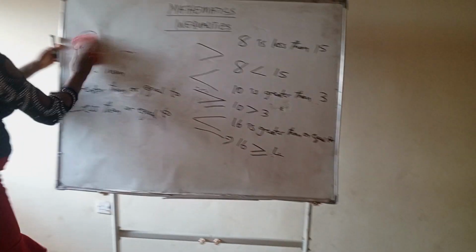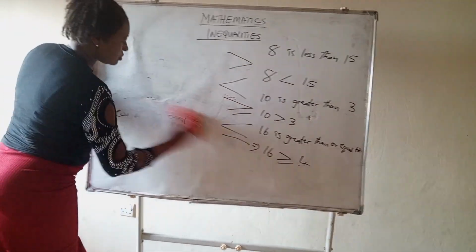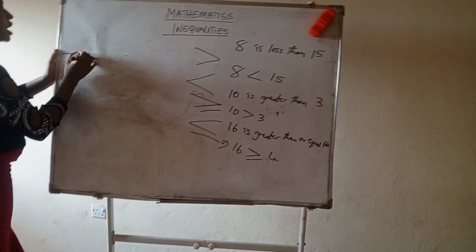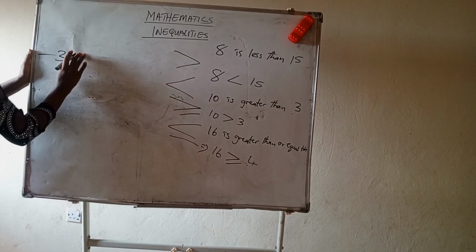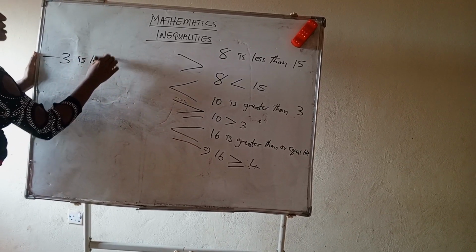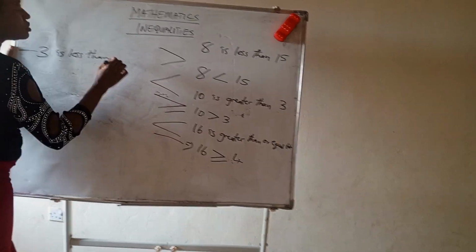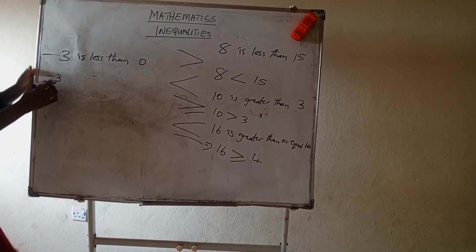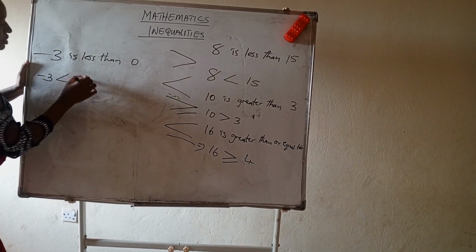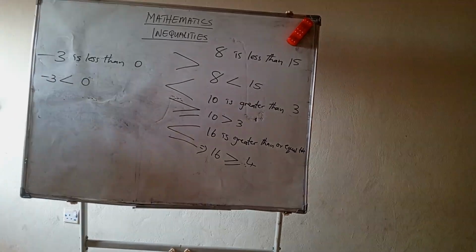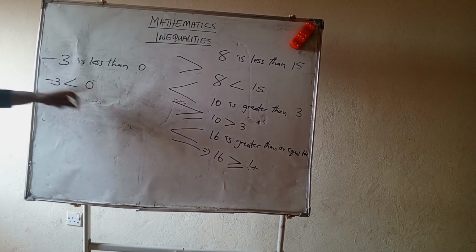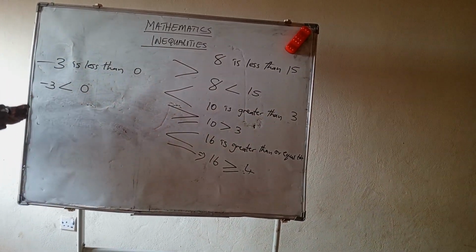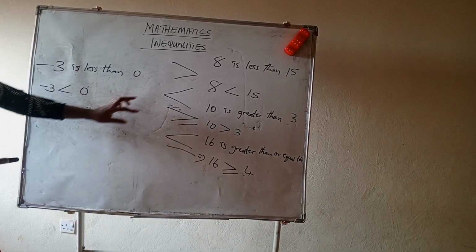Now let's represent another question. If you are to represent minus 3 is less than 0. Of course we know. So we have minus 3 less than 0. We have represented it. This is minus 3 is less than 0, which means 0 is greater than minus 3. I hope with this you'll be able to represent any inequality.